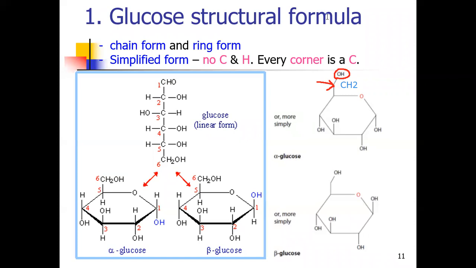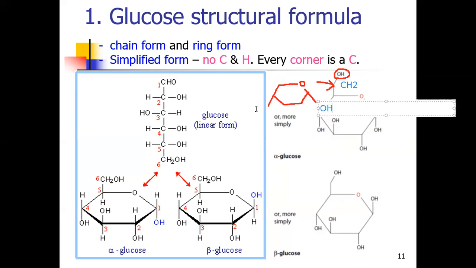Now, another simpler form for you to remember, but not for you to draw, is this. If you imagine the glucose as a person with 2 hands, and this person wears a little hat over here, and then you have two hands, and both hands are carrying OH.